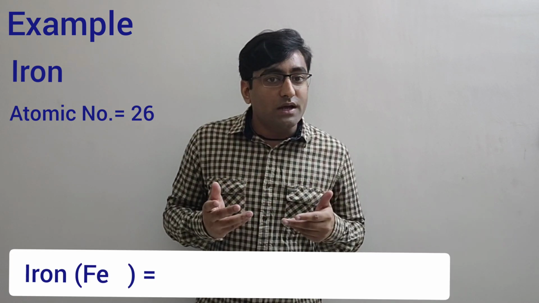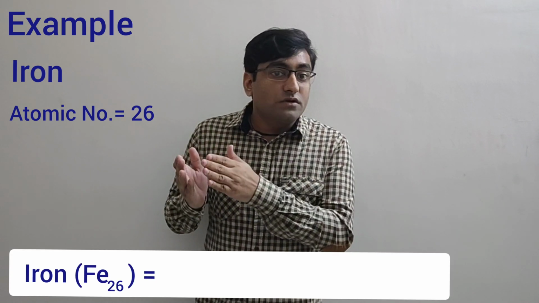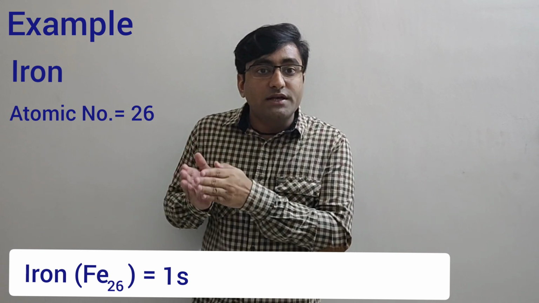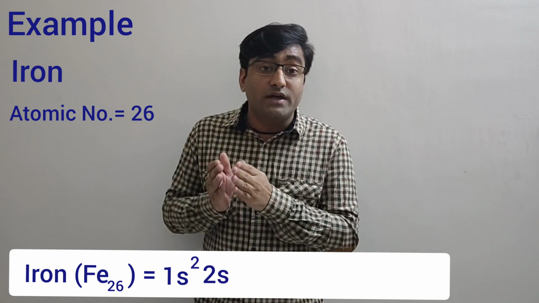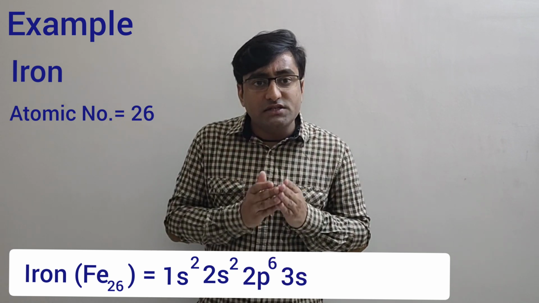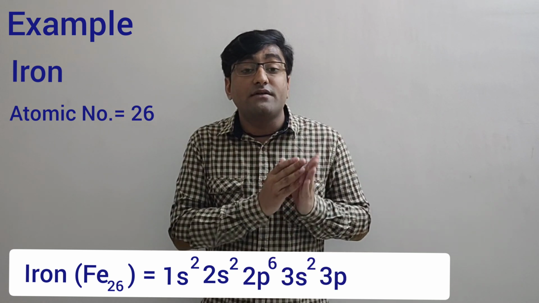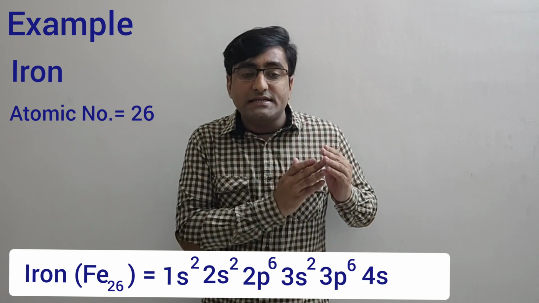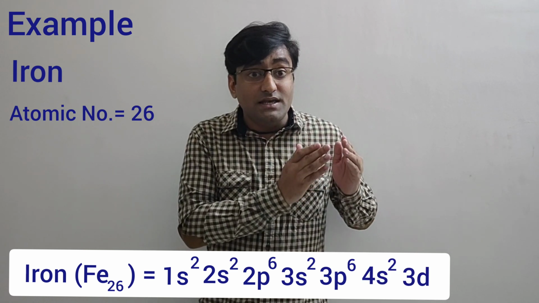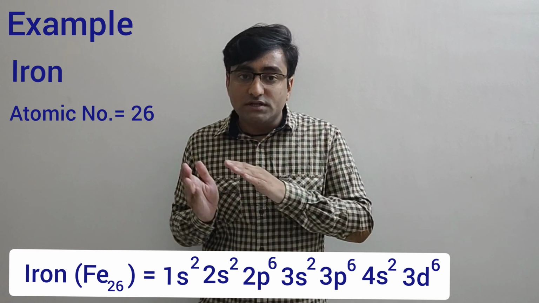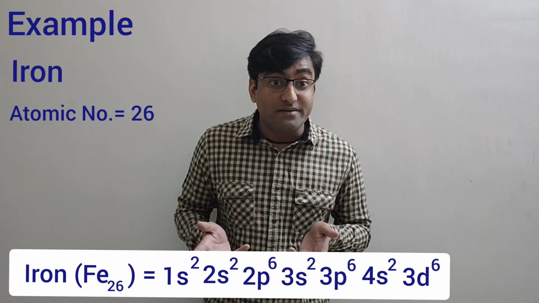Now let us take one more example, the example of iron. The atomic number of iron is 26, so the electrons present are 26. Now we'll go very quickly. We'll start filling. The first subshell is 1s, which has 2 electrons. 2s will have 2 electrons. 2p will have 6 electrons. 3s will have 2 electrons. 3p will have 6 electrons. 4s will have 2 electrons and 3d will have 6 electrons. So this will be the electronic configuration of iron.